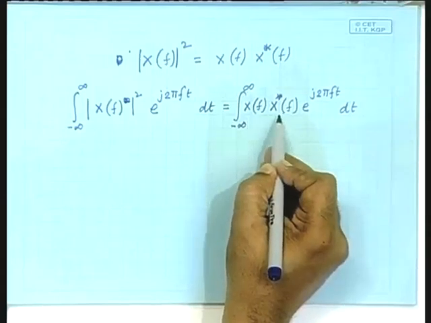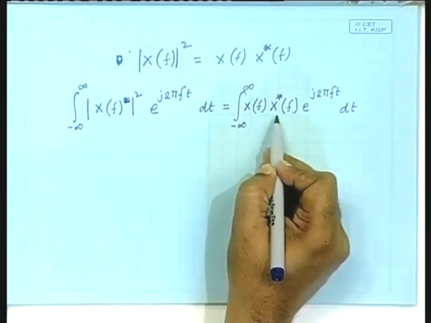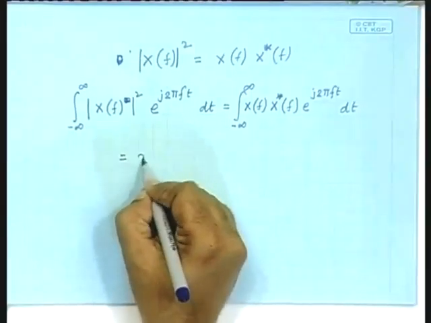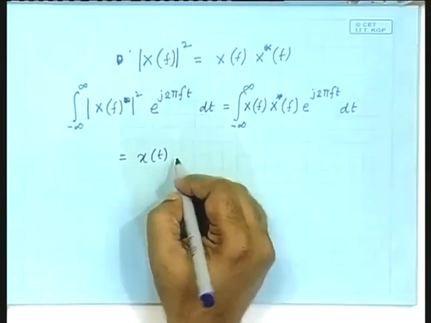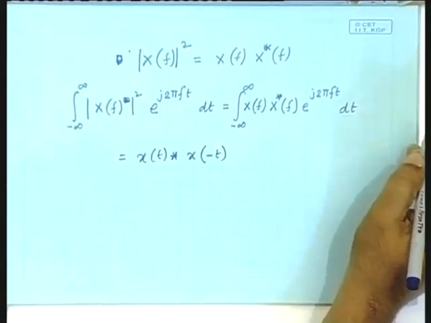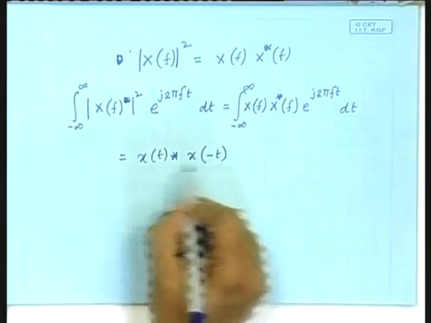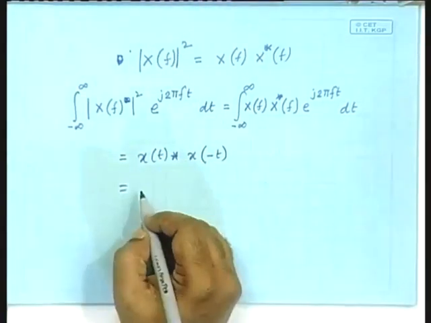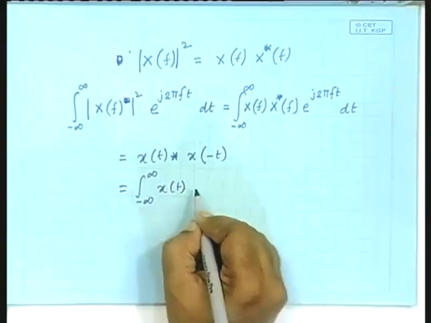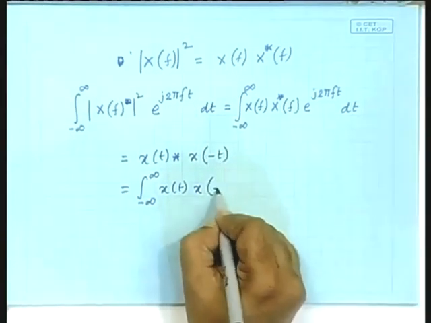What is the inverse Fourier transform of X star(f)? X(minus t). That is one of the theorems that you may have learned while learning about the Fourier transform. So, essentially what you get out of it is x(t) convolved with x(minus t). Now, this convolution, if you write it as the formula for convolution, you get the integral from minus infinity to infinity of x(t) times x(minus t minus tau).